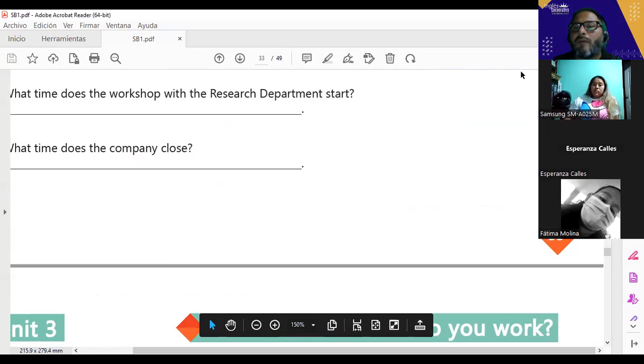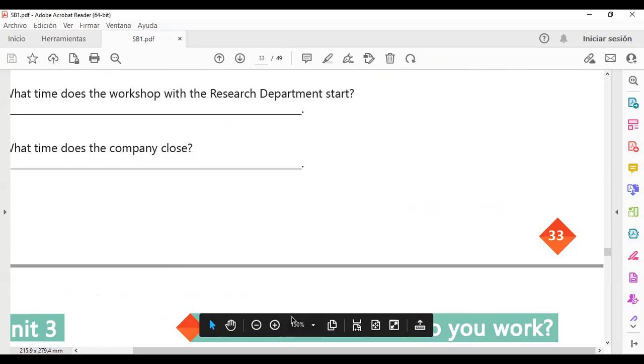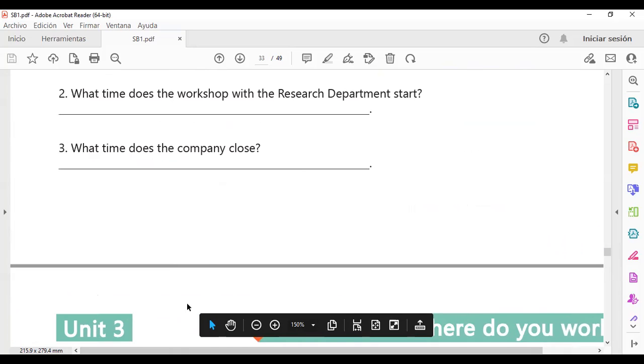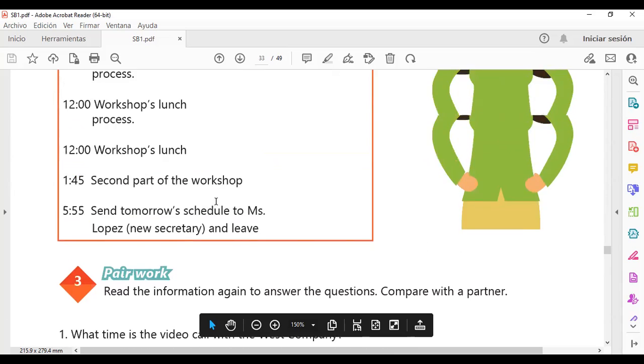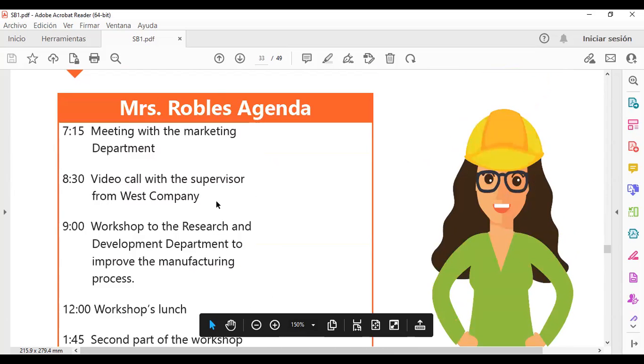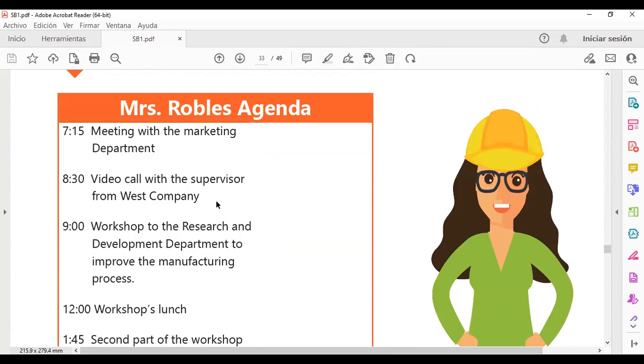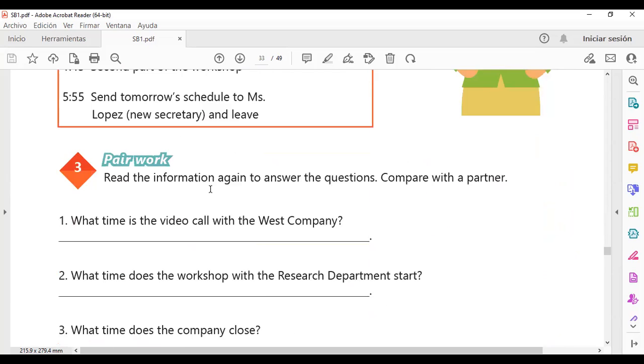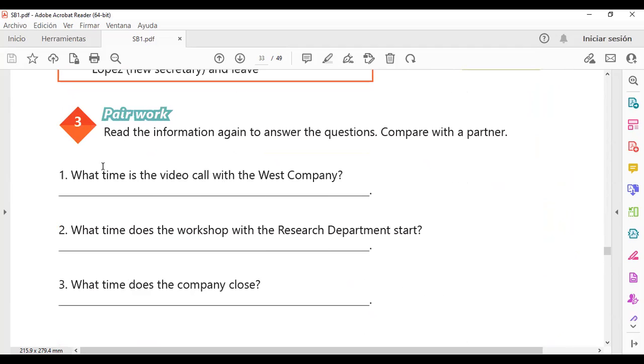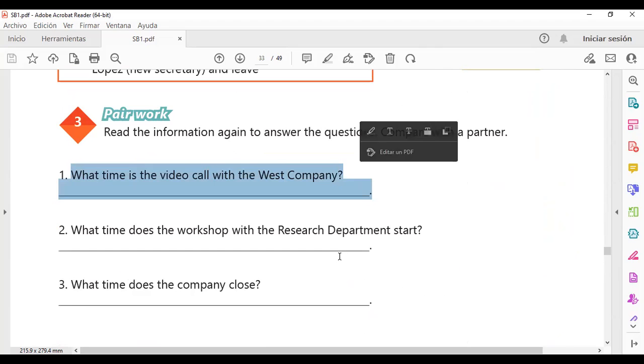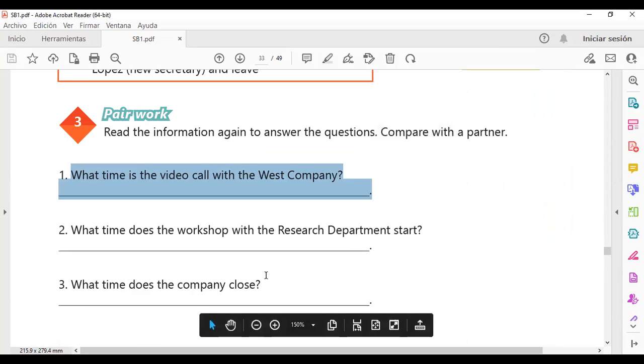Give me 1 second. It's page 33, people. It's a part about the agenda, about Mrs. Robles' agenda. Yesterday we were saying about the activities she had at a certain time, right? And also we saw these sentences yesterday night. What time is the video call with the West company?